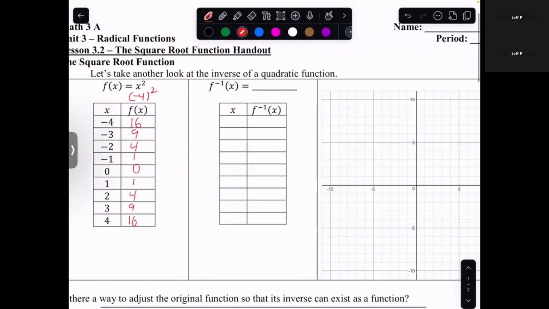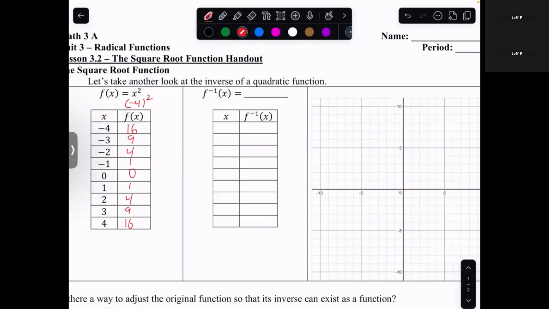Okay, so again, the quadratic function you worked with very heavily in Math 2. Make sure you're on the 3.2 one, not the 3.3.